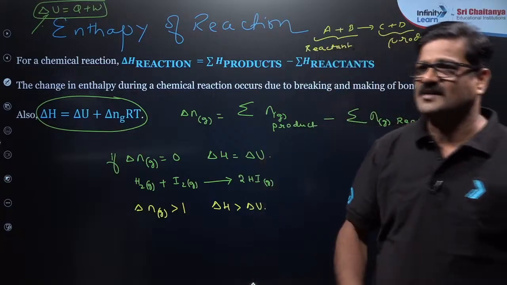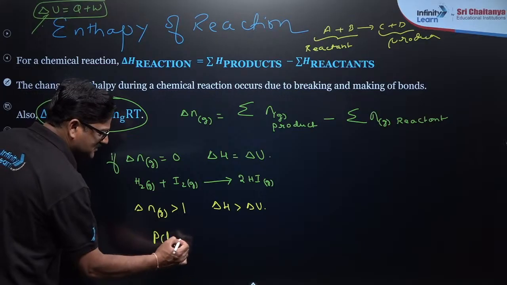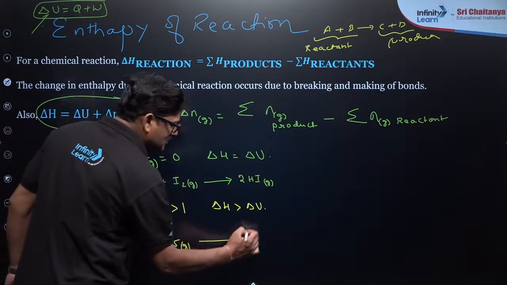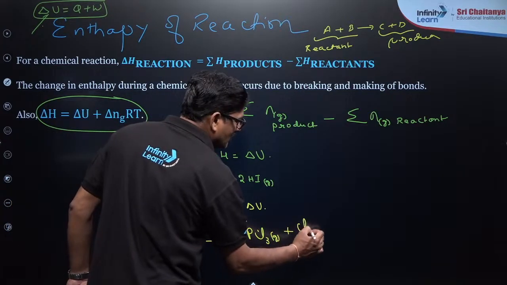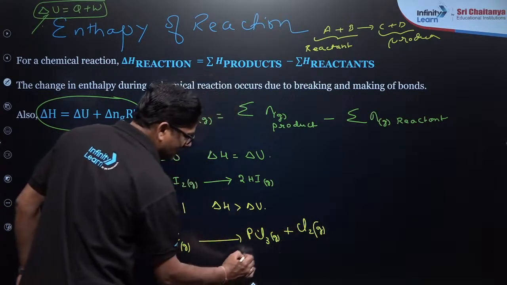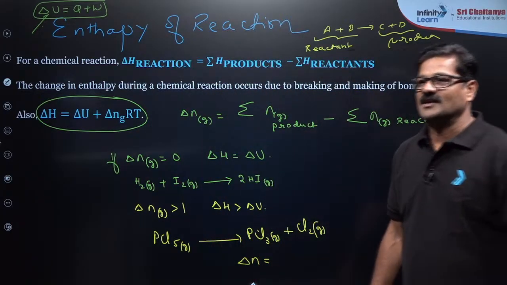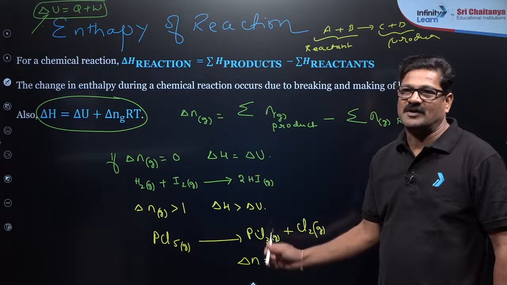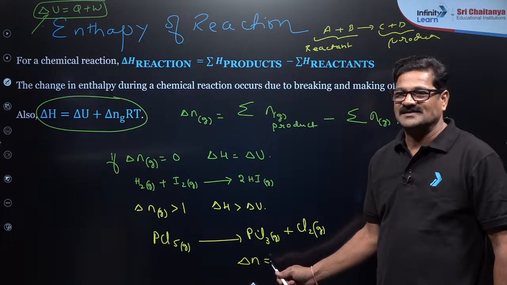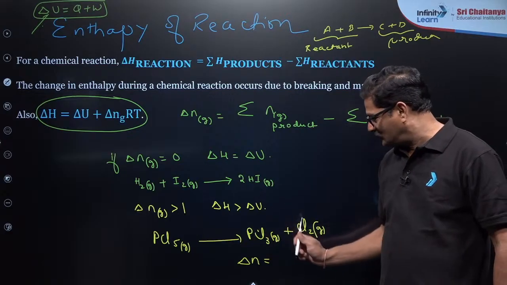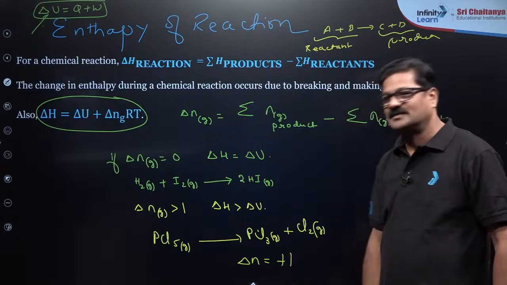इसके लिए थोड़ा सा एग्जाम्पल देना चाहता हूँ. PCl5 which is in the gas state, on decomposition gives us PCl3 which is in the gas state plus Cl2 which is in the gas state. इसका डेल्टा n कितना होगा? You calculate 1 plus 1 minus 1, it is going to be positive 1.